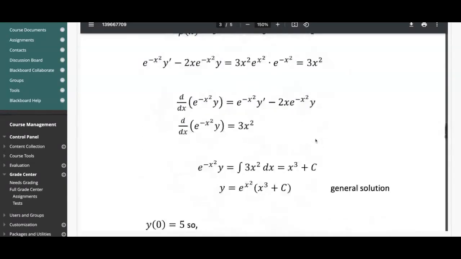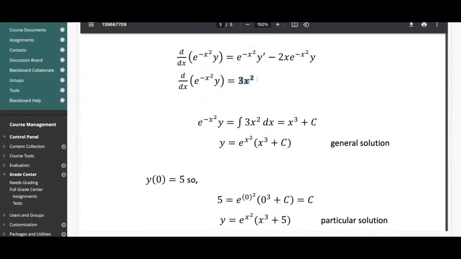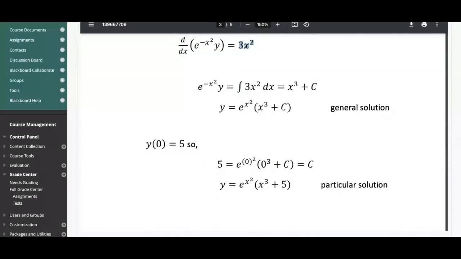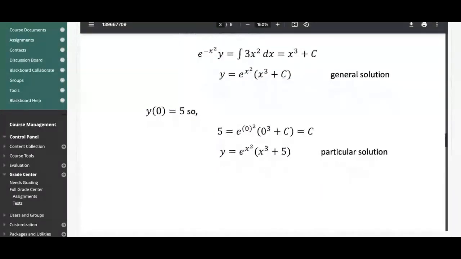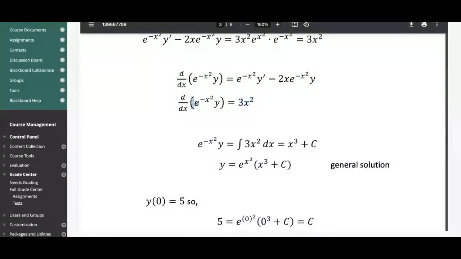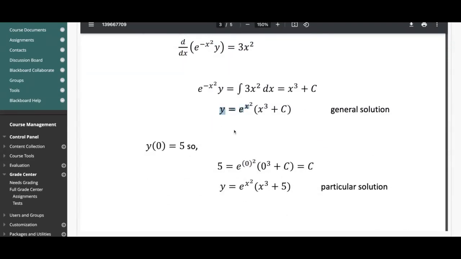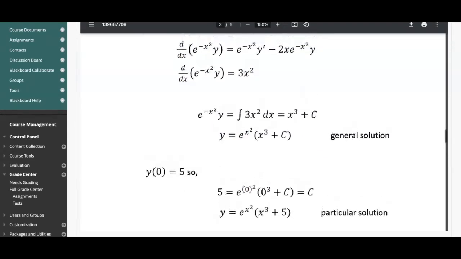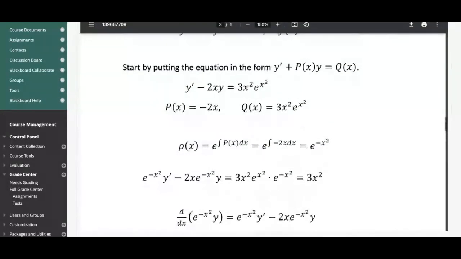Then the left-hand side becomes the derivative of the integrating factor multiplied by y. Then usually the right-hand side is Q of x times the integrating factor, still a function of x. Then we integrate both sides. So we just take this step for granted, because it's just a fact. Then we integrate both sides. Then we solve for y. Any questions for this example?